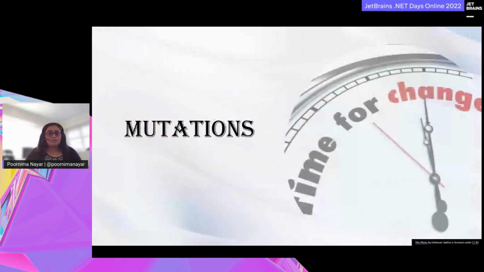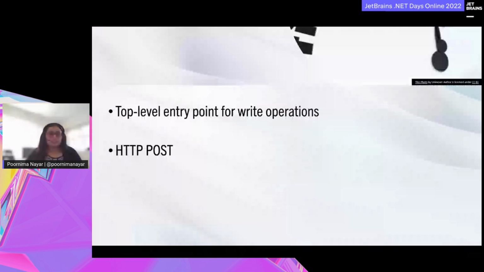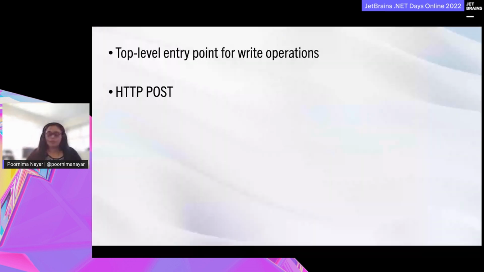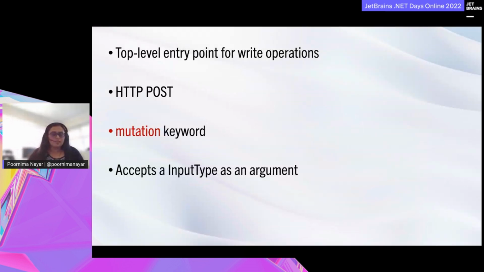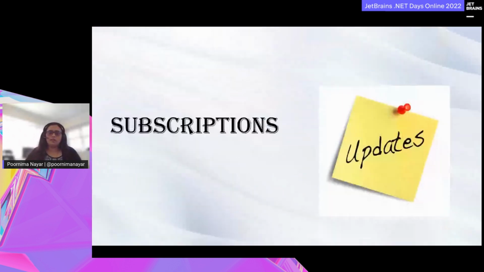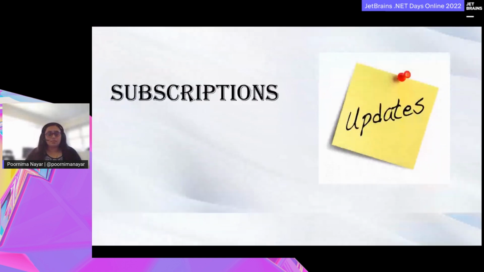The next is mutations, where you change the data using inserts or updates or deletes. This is the top level entry point for write operations. Again, works over an HTTP POST. The keyword is mutation, and usually every GraphQL mutation accepts an input type, which is a special type, as an argument. Now, the last one is subscriptions, which stands for pushed updates from the server.